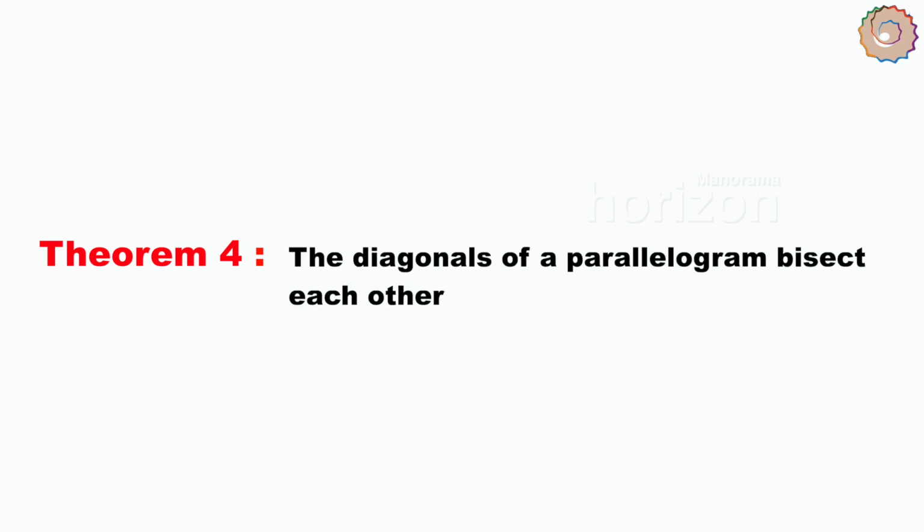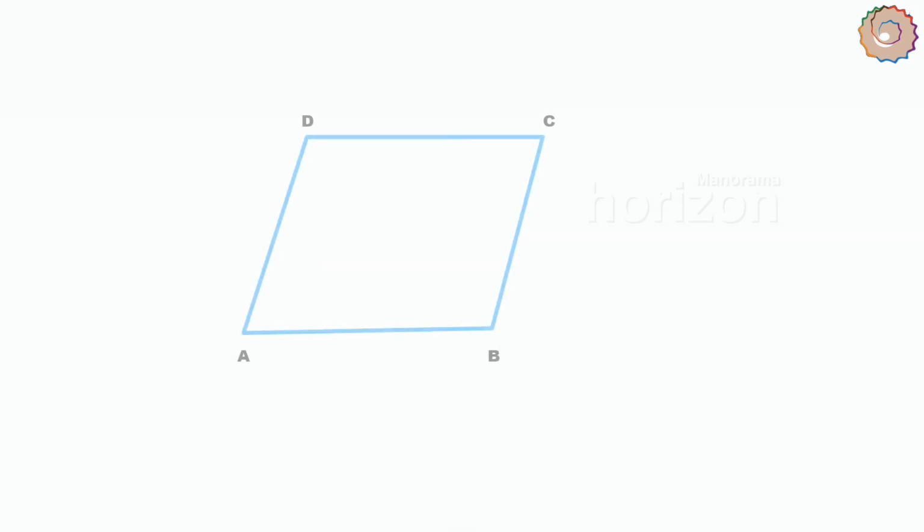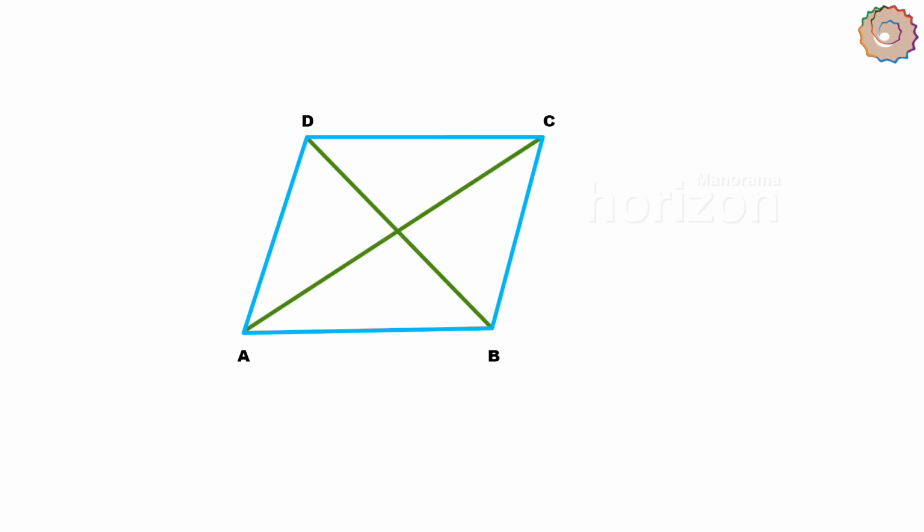Theorem number 4. The diagonals of a parallelogram bisect each other. Given: ABCD is a parallelogram with the diagonals AC and BD. Construction: join BD and AC. Mark the intersection point of AC and BD as O. Now, we need to prove OA is equal to OC and OD is equal to OB. Come to the proof part.